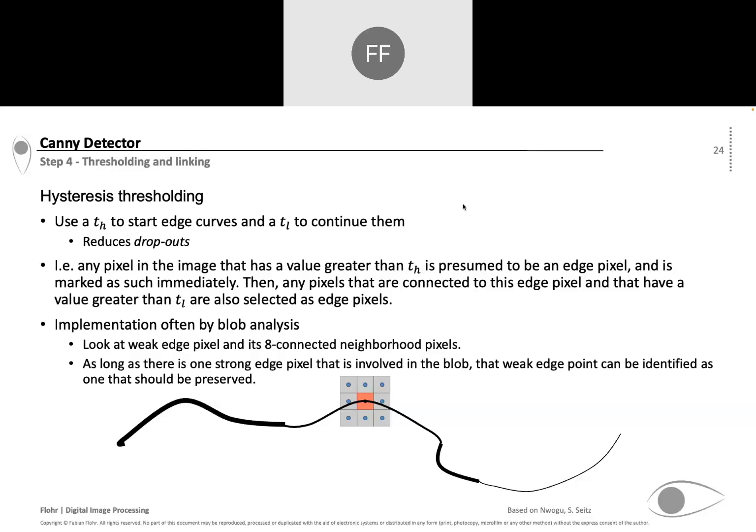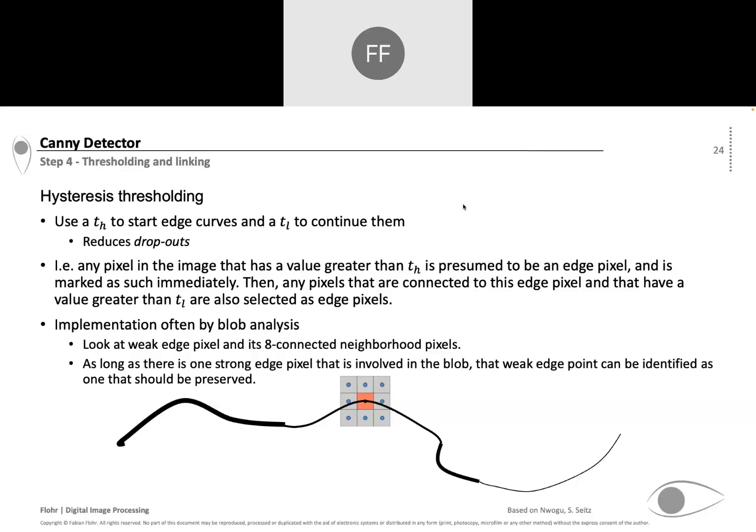So at any pixel in the image that has a value greater than the high threshold, it is presumed that... I don't have to read it, I can just explain it. Basically, you normally implement it with this blob analysis. There you check everything which is between the low and the high threshold. So this would be that one. This is a weak edge detected position here.